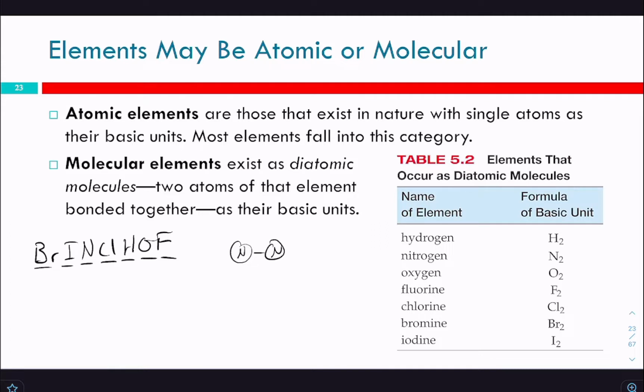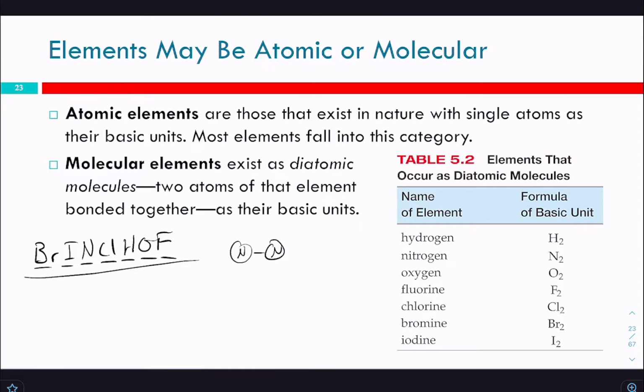So if you're trying to identify what something is, you can say, all right, is it made of one type of atom? Okay, yes, it's an element. Is it one of these? If it's not, then it's an atomic element. If it is on this list, then it's a molecular element. You'll always have a periodic table available to you on exams and stuff.